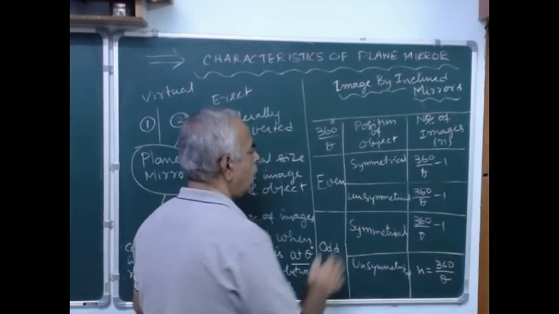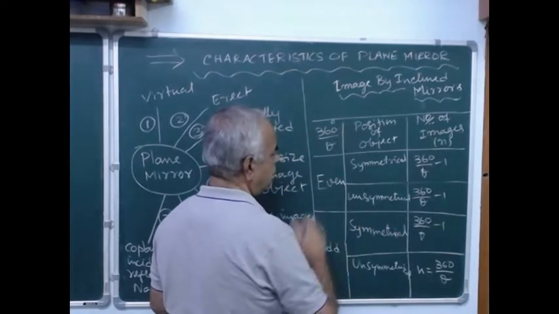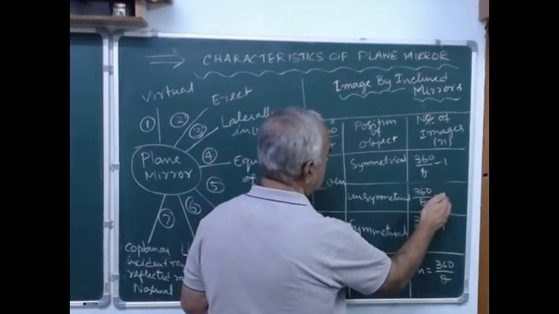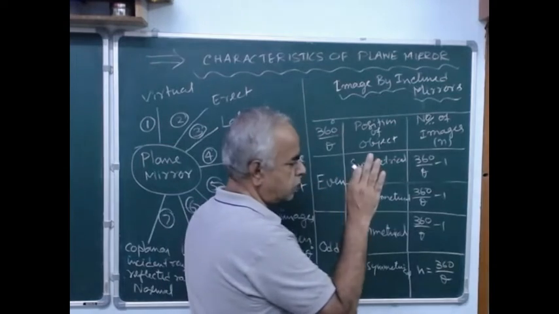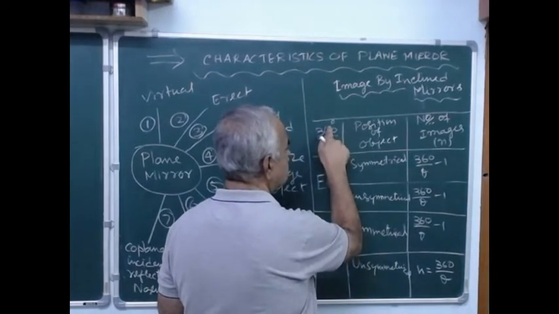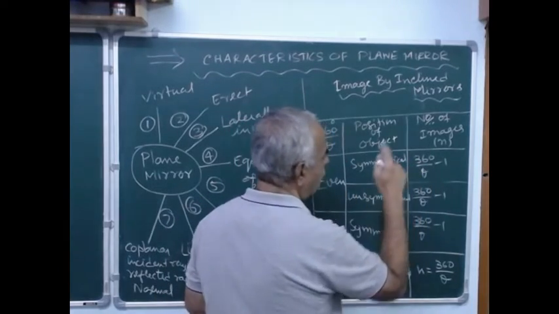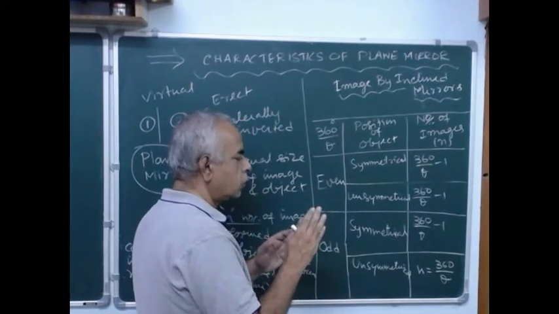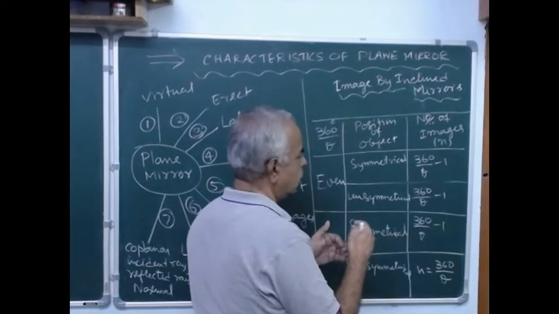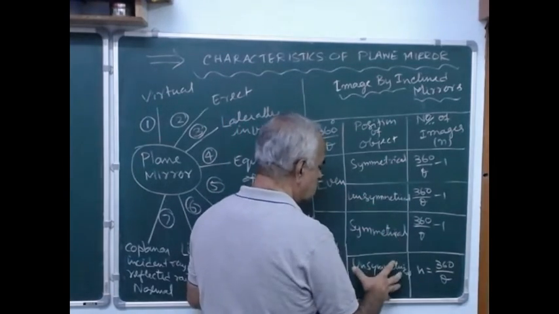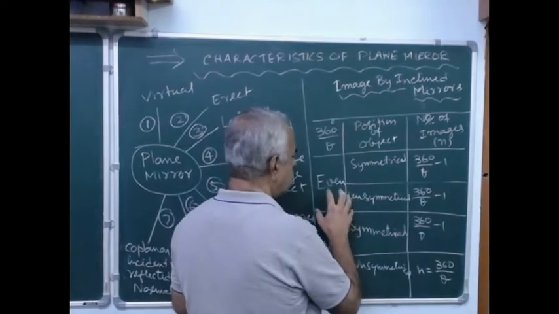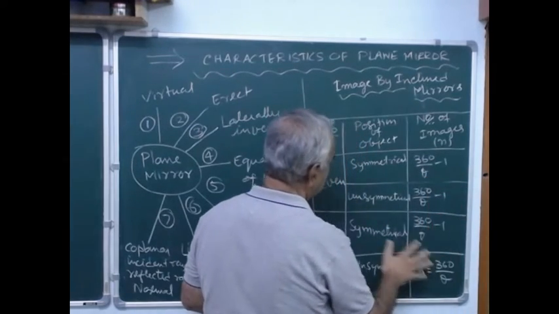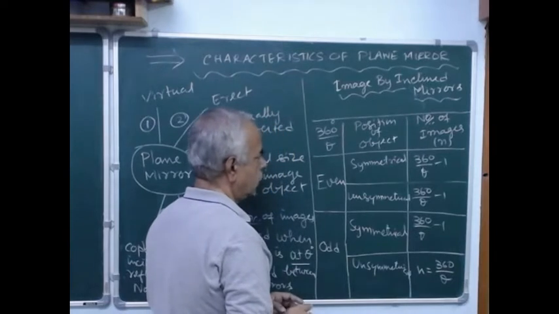Are you able to follow? And if you keep any unsymmetrical object, that will result in the same number of images, that is 360 by theta minus 1. Assuming that I kept at 60 degree, then you know very well the ratio is 6, is it not? So 6 minus 1, so I will get 5 images. So likewise, based on the angle, the number of images changes, and not only that, based on the symmetrical figure. For example, if it is even, you are able to get 360 divided by theta minus 1 number of images in both symmetrical and unsymmetrical objects.